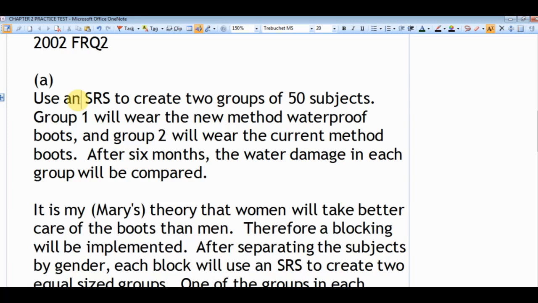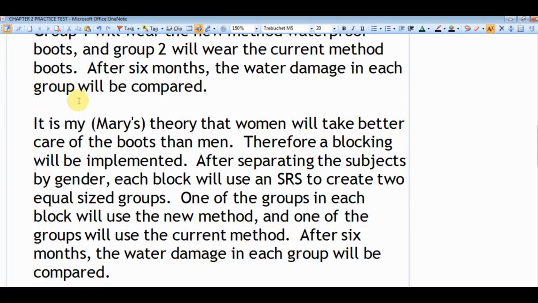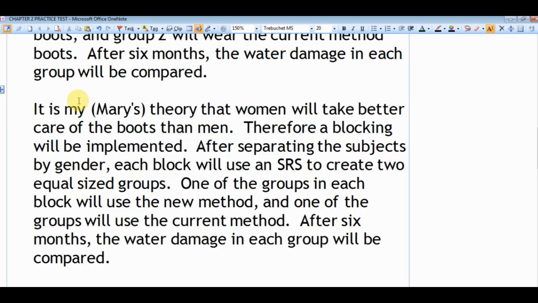Anybody use a block design? I'm not saying a block design is appropriate, I'm just asking. Somebody came up with a block design here, and we kind of helped. It was an anonymous person's theory that women will take slightly better care of boots than men. Okay, sure.